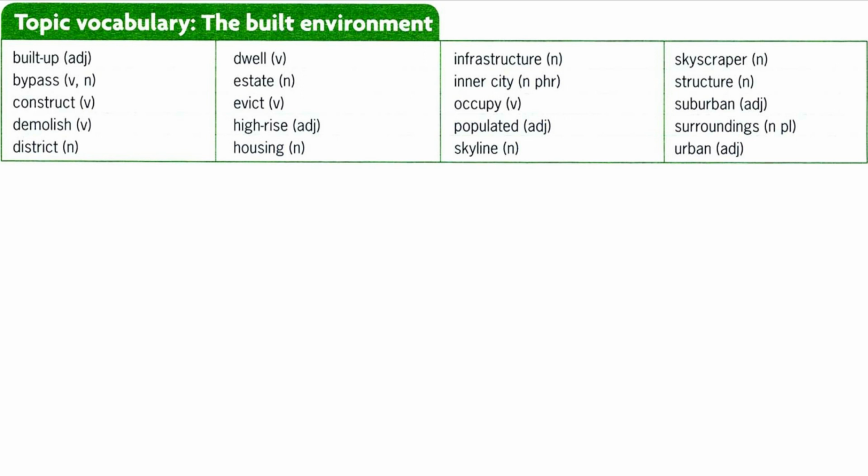Estate. An area where there are many houses, usually built at the same time by the same company. There's a lot of crime on this estate. Evict. To legally force someone to leave the house they are living in, usually because they have not paid their rent. The letter says they're going to evict us.